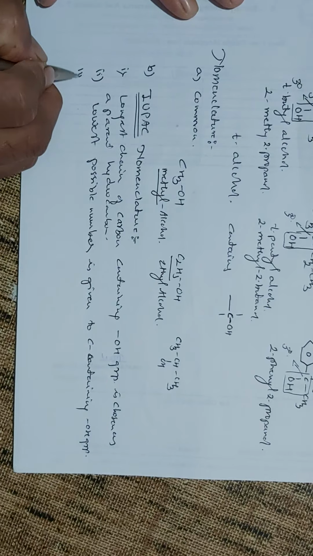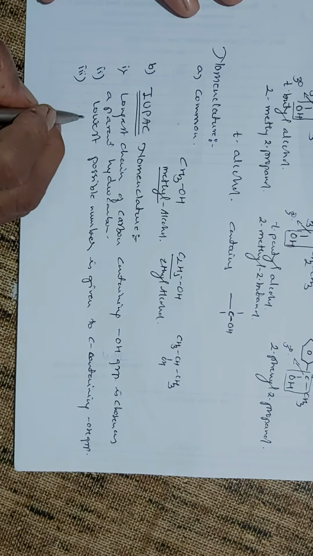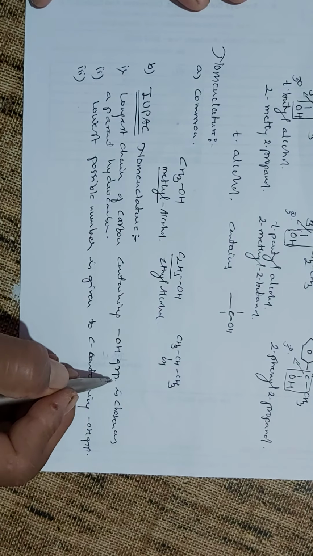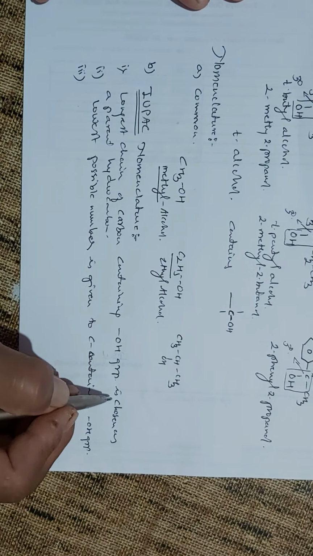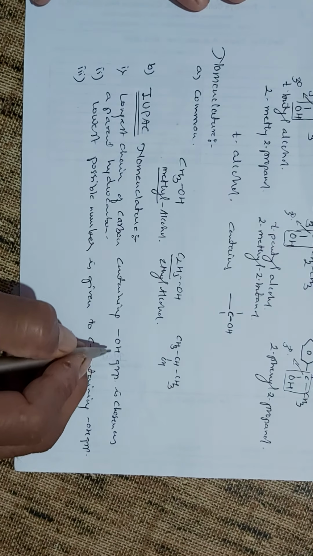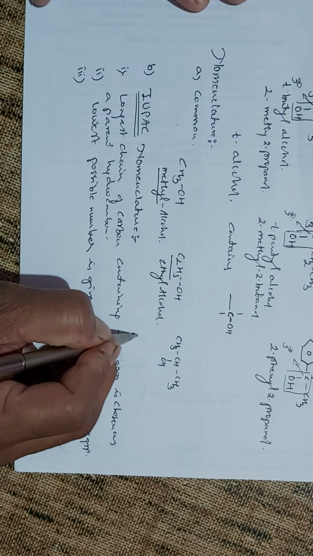And the last thing that you are supposed to do: when you are choosing the chain of carbon atoms, suppose three carbons are there, so the name of the alkane containing three carbons is propane.